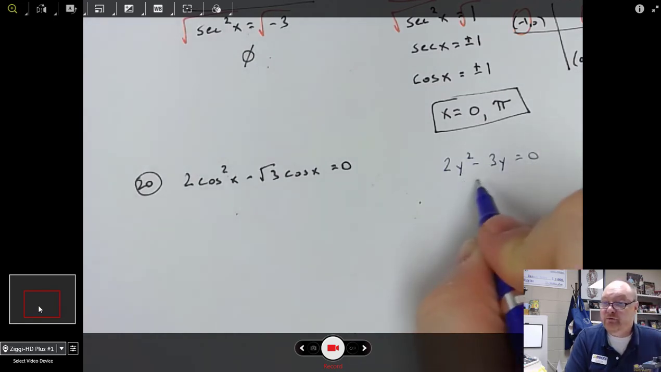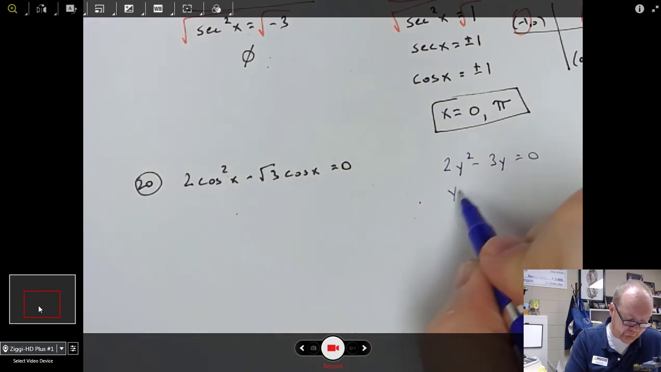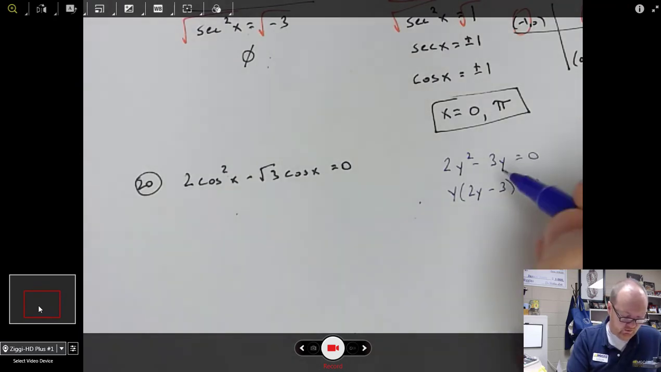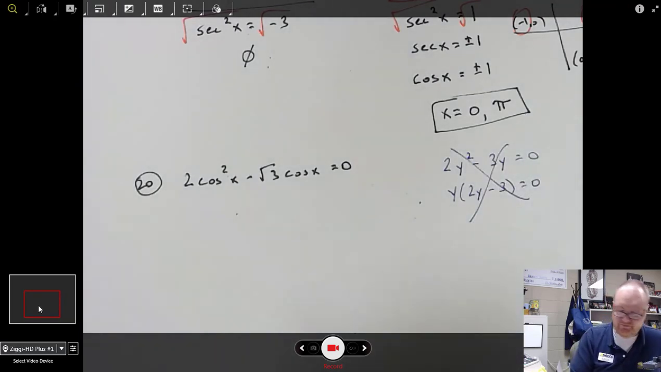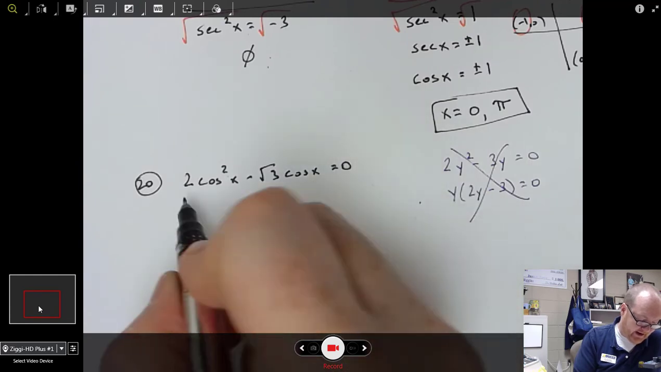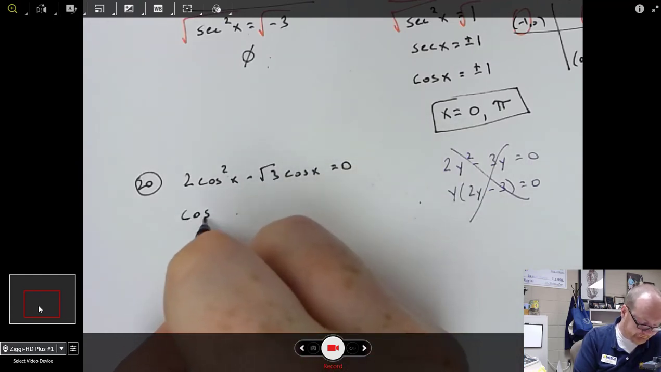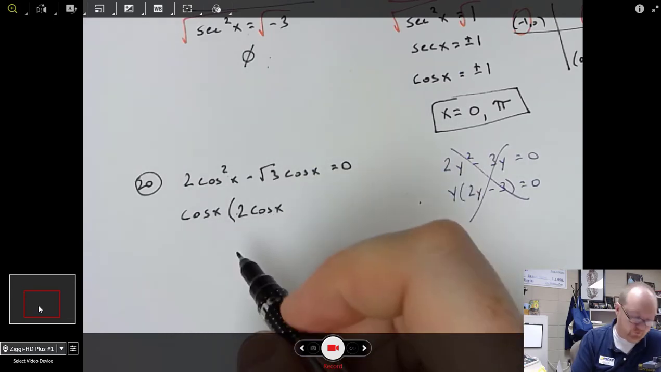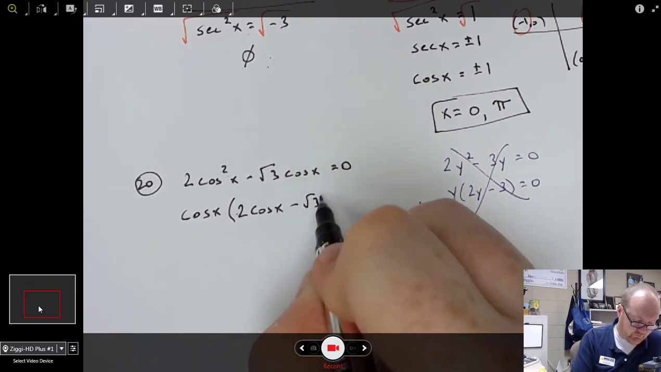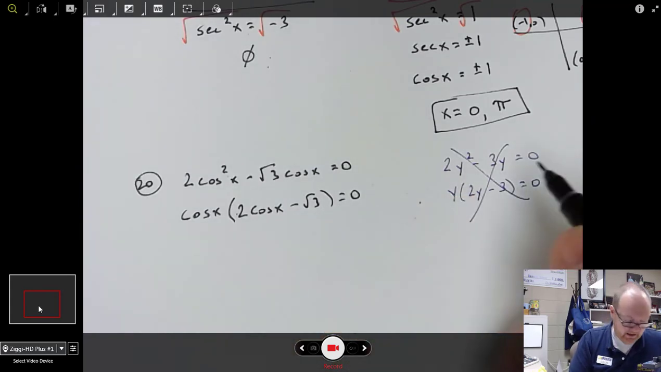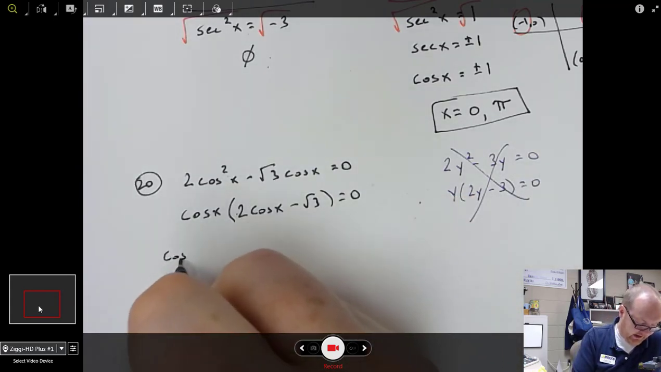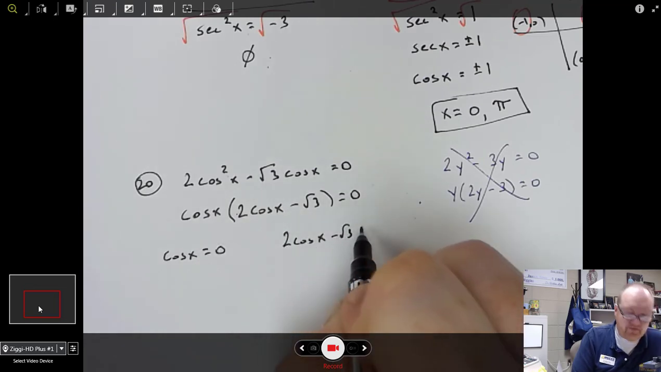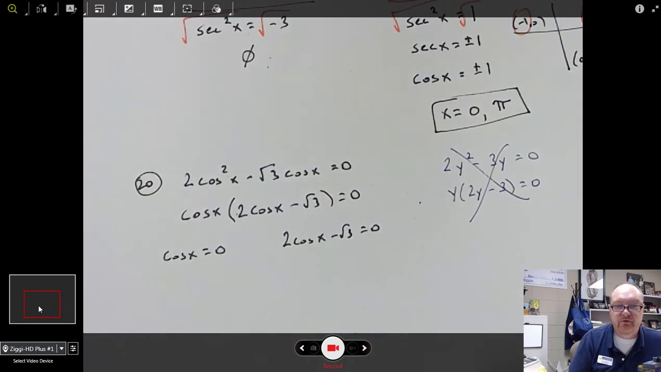And so again, we would try to factor that. We would get a common factor out of that, and then set each factor equal to 0 like we know to do already. So that's the same thing that's going to happen over here. I've got a common factor of cosine. And when I take a cosine out, I'm left with 2 cosine minus the square root of 3. And again, I'm going to set each of those equal to 0. That's our technique for solving a quadratic, is to set them equal to 0.